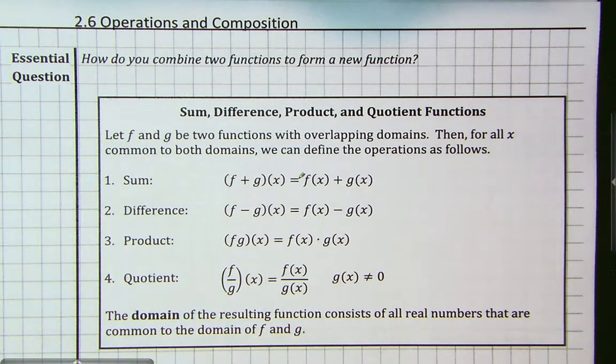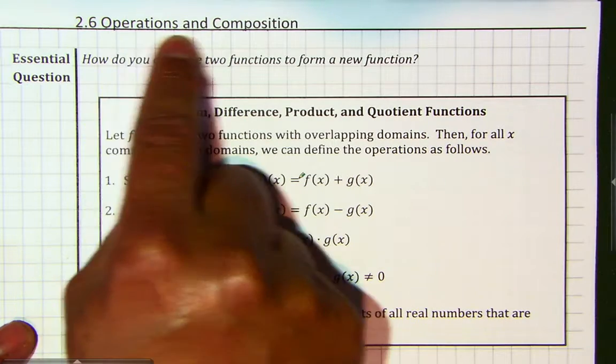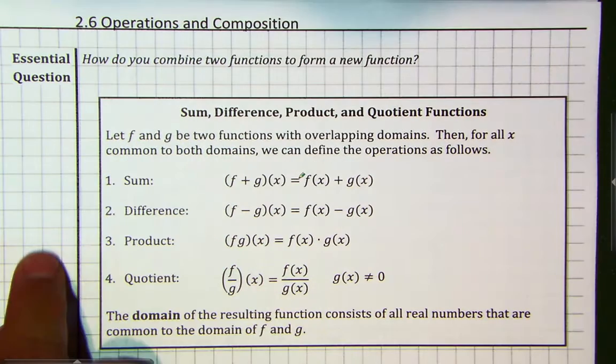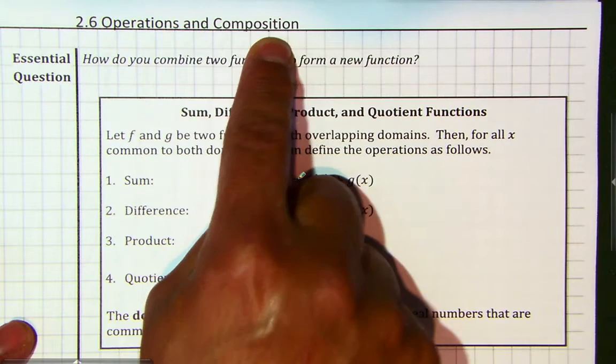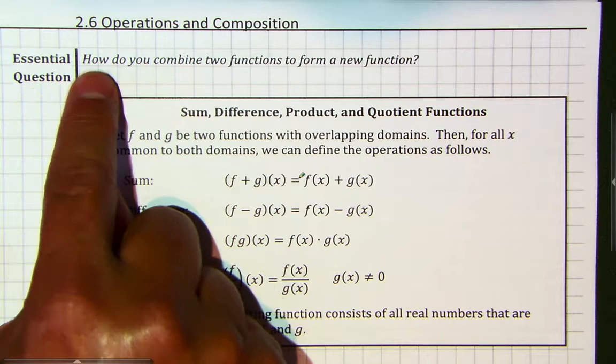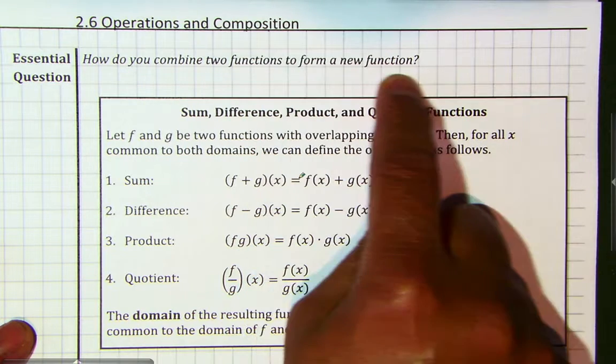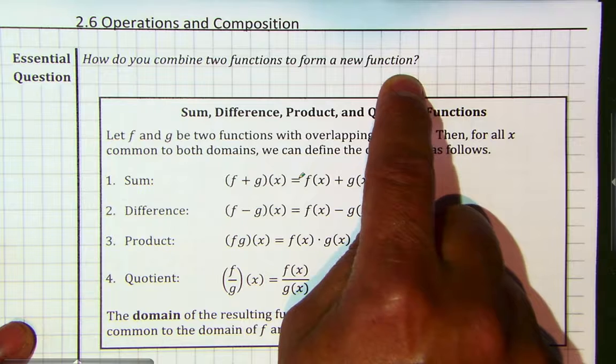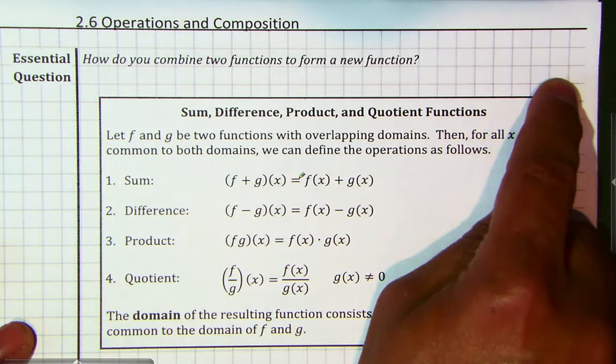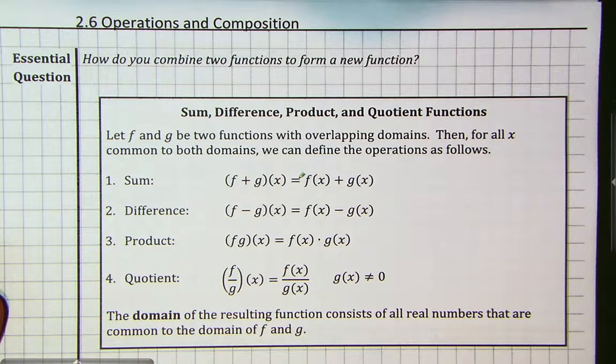Today we are going to cover section 2.6, operations in composition. So write down your title, copy down your essential question: How do you combine two functions to form a new function? And we're going to be doing it algebraically and graphically throughout these notes, so you need to make sure that you get an understanding of both. Go and copy your cutout and we'll start once you are ready.